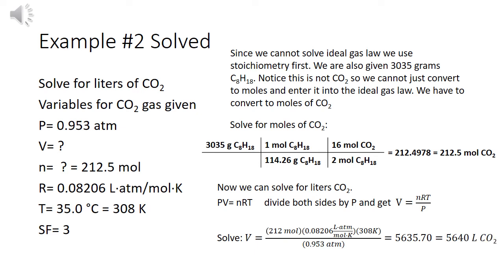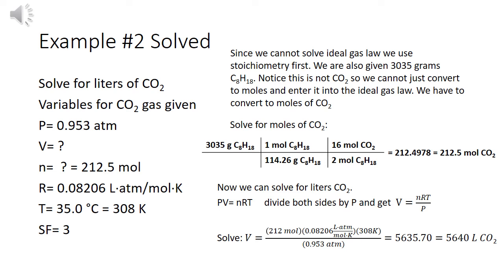All right, so we're going to take a look at solving example 2. Again, we want to figure out all the information we're given and write that information down so we have some references. So first thing we know is we're trying to solve for liters of carbon dioxide. And we are given a couple of variables for carbon dioxide. So we're going to go ahead and record those. We're given a pressure of 0.953 atmospheres. We are not given a volume at this point of the carbon dioxide. We are also not given moles of carbon dioxide. We do have our gas constant, and then we are given a temperature of 35 degrees Celsius, which we can change to 308 Kelvin, since we need to use Kelvin for this.